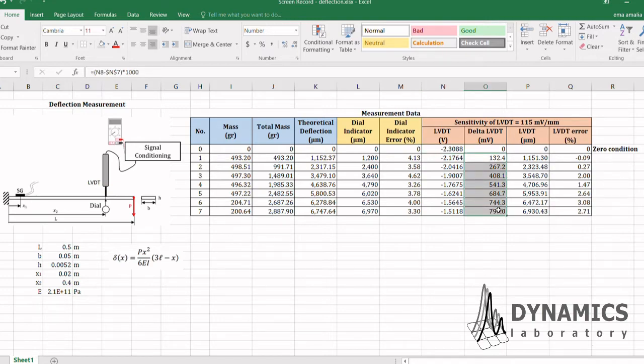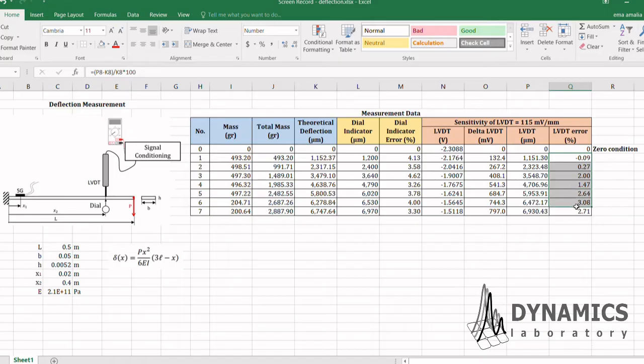I'll write in this column as a result of the subtraction. Here, I also multiply the data by 1000 in order to convert the data into millivolt unit. Next step, we already know the sensitivity value of the LVDT, which is 115 millivolt per millimeter. Therefore, we can easily divide the millivolt data by the sensitivity value to get the beam deflection. Here, I also multiply the data by 1000 in order to convert the beam deflection into micrometer unit.